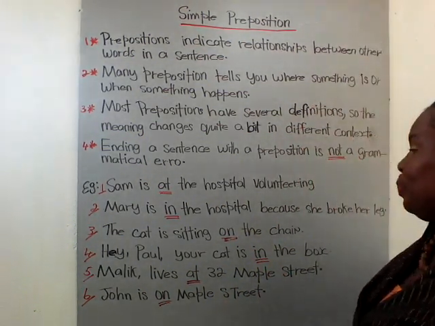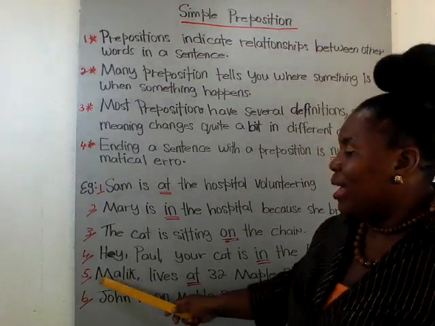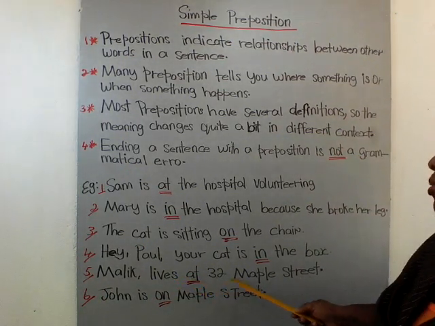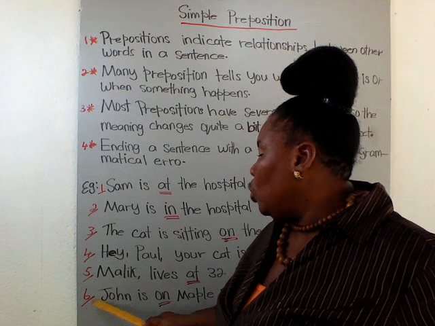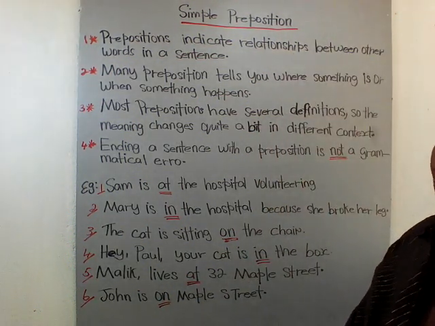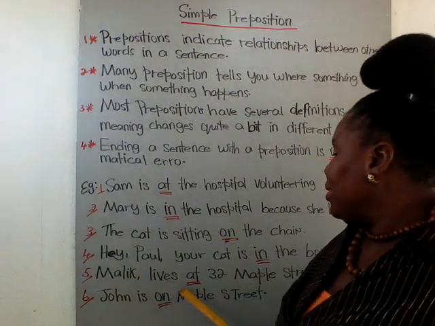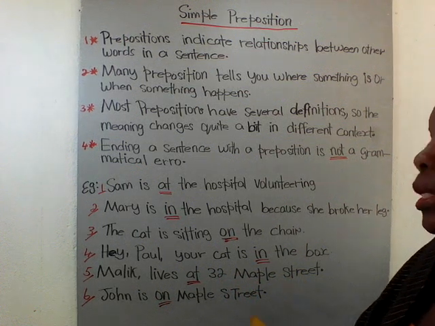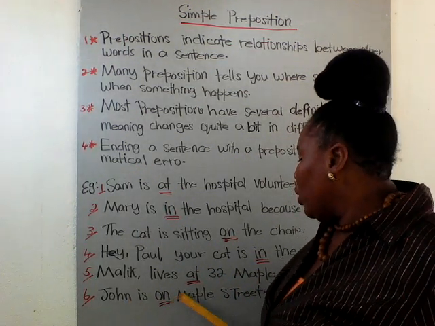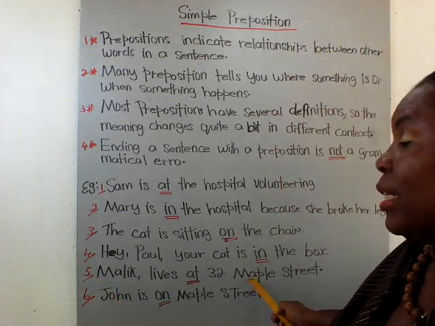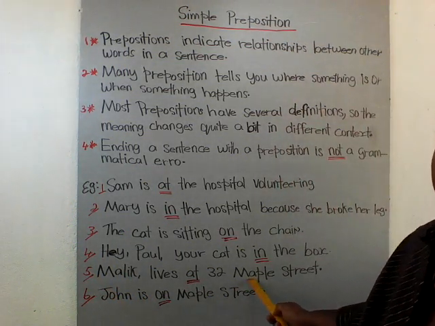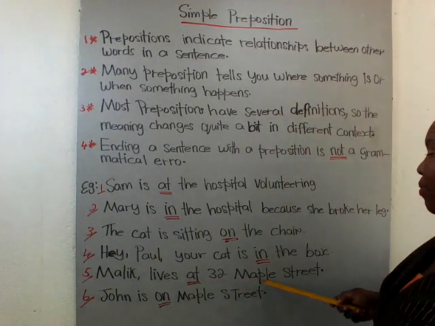All right, where are we? 5 and 6. Malik lives at 32 Maple Street. John is on Maple Street. So what is the difference here? There is a specific address.